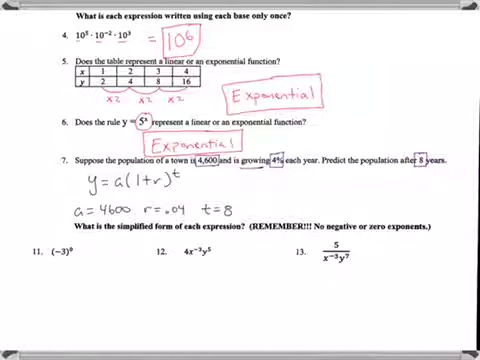So now I'm going to plug all of that in, and I'm going to have y equals 4,600 times 1 plus 0.04 to the 8th power. When I put that in my calculator, I get that after 8 years, there's right around 6,295 people in the town.